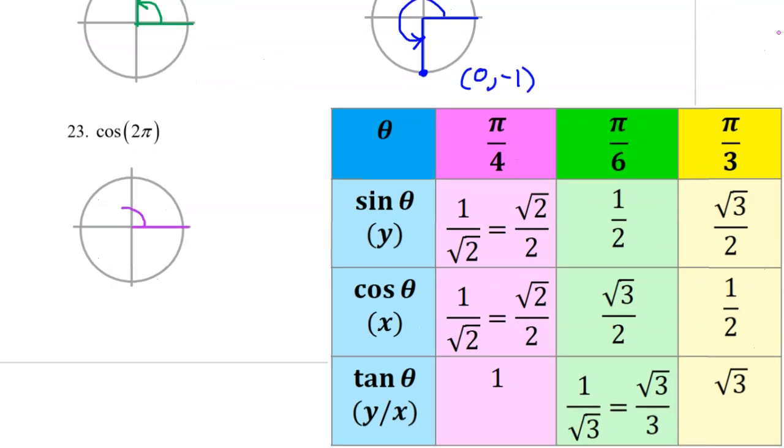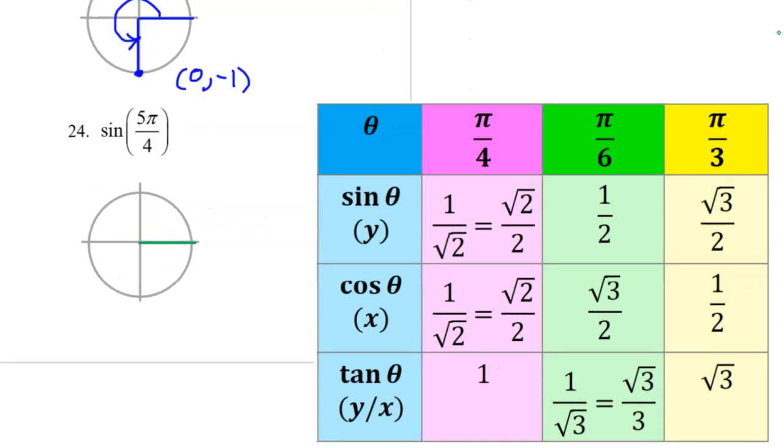2 pi is all the way around and back to where we started from. This falls not in a quadrant, but on the positive x-axis. When you have a sine or cosine that falls right on the axis, you use the intersection point on the unit circle. In this case, that intersection point is 1, 0. On the unit circle, cosine is the x value, and in this case, the x value is 1. So the cosine of 2 pi is 1.